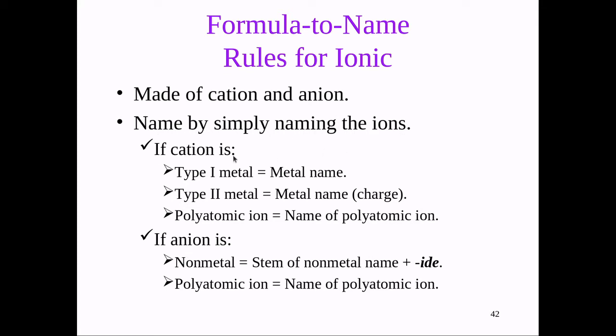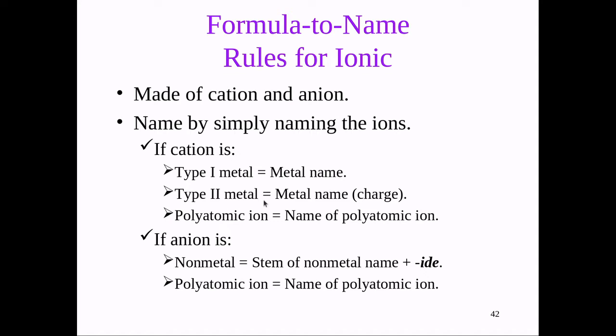Okay, so if it's a cation, it can be of two types. So we can have a type 1 metal. This is one where we know what the charge is. Okay, so it would be in that graphic where it's a metal, it's forming a cation, and we know what that cation is going to form. So we just give it its name.